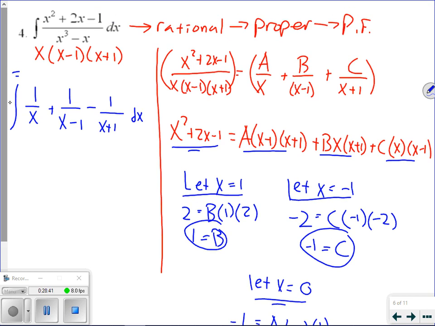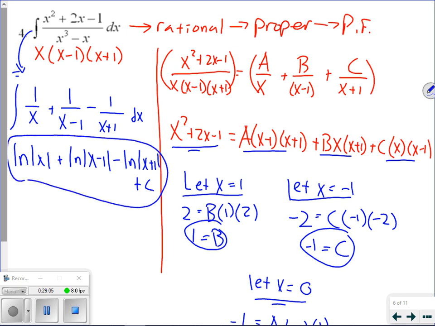So there you have it. This integral can be rewritten as that integral. And again, you notice the pattern here. These are all ln's, so that's ln absolute value of x plus ln absolute value of x minus 1 minus ln absolute value of x plus 1 plus c.